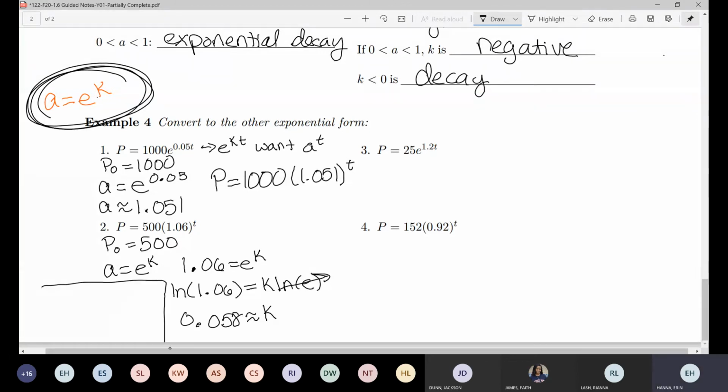And I guess I'll go backwards to write the equation. Once you have those two things, you have your equation. You have your P naught is 500. We want an e to the kt, so we have e. The k value we just found was 0.058 t. Questions, concerns?